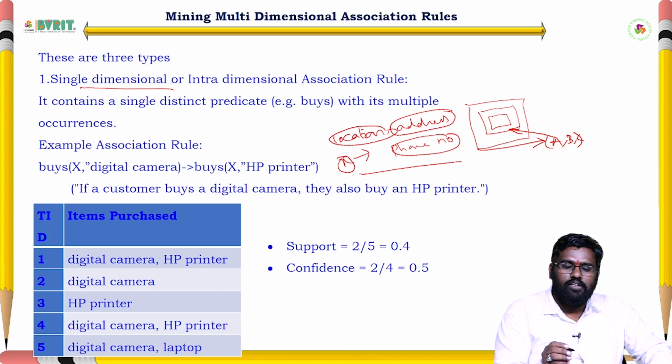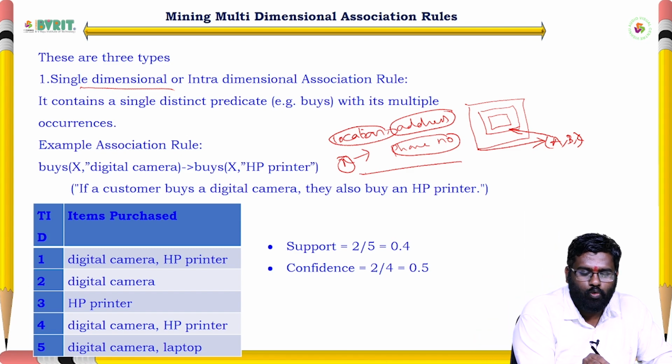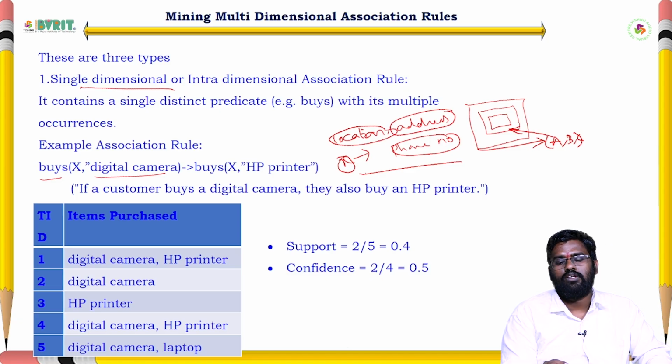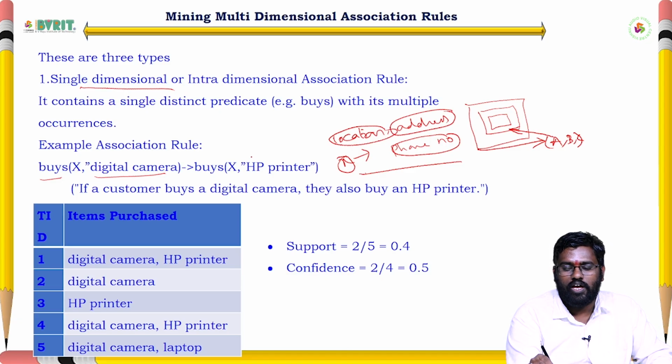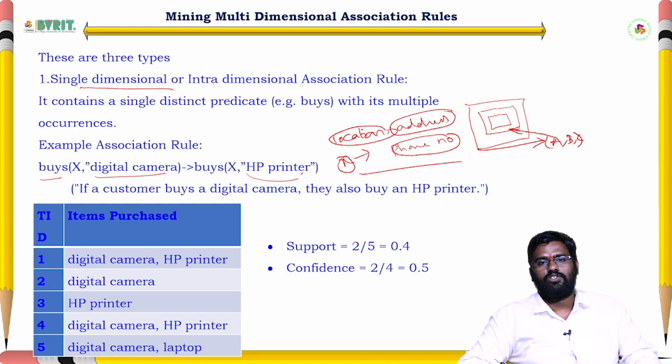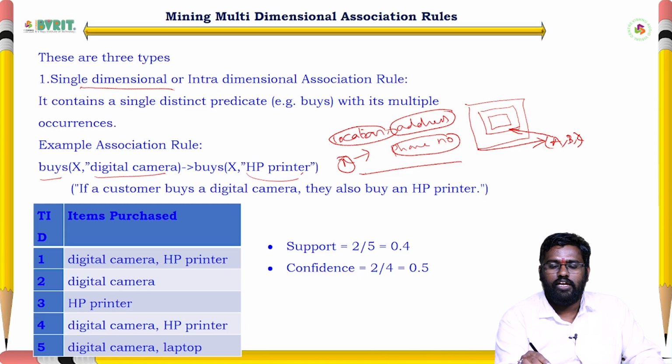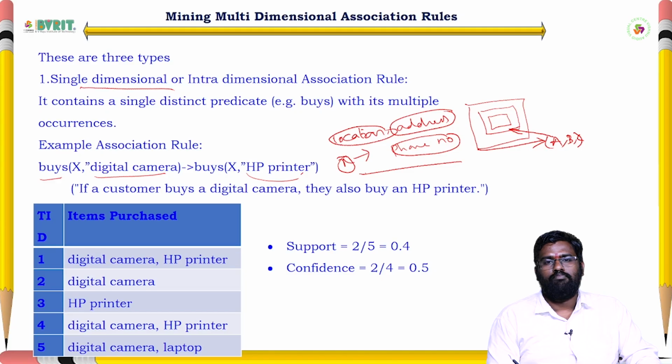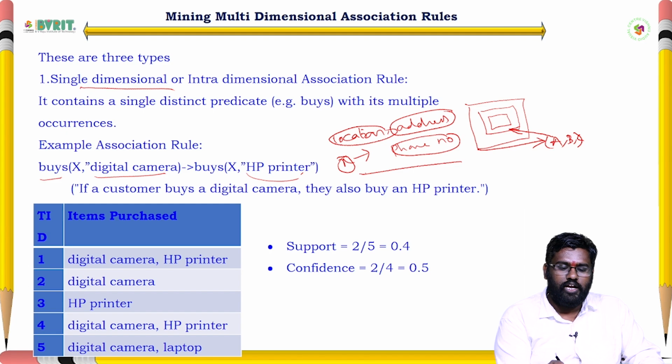For example, I want to buy a digital camera. If I want to buy a digital camera, consequently I need an HP printer to use with it. If I want to take some photos with that camera, I will take prints, and for that I need the printer. I will show you one example, and based on that you will understand what happens in the single dimensional association rule.